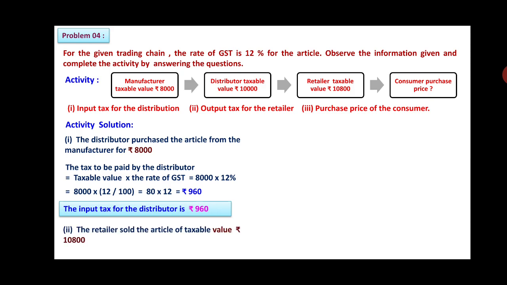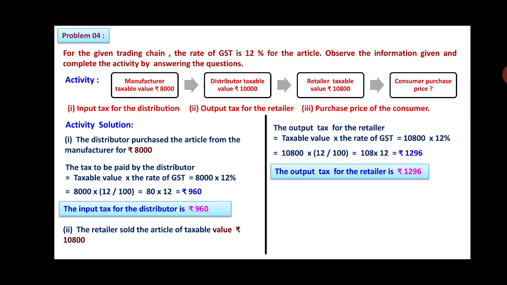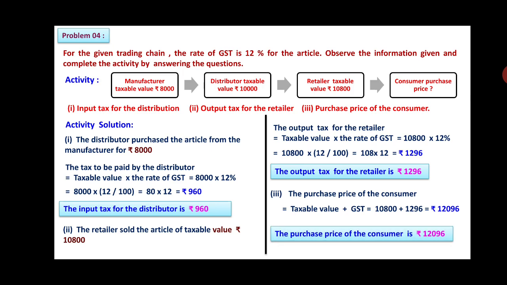Second, the retailer sold that article for the taxable value of rupees 10,800. Now the output tax for the retailer will be taxable value into the rate of GST, that is 10,800 into 12%. So 10,800 into 12 upon 100, that leads to 108 into 12, that is 1296. So output tax for the retailer is rupees 1296. Last one, the purchase price of the consumer is taxable value plus GST, which is 10,800 plus 1296, that leads to 12,096 rupees. So the purchase price of the consumer is 12,096 rupees.